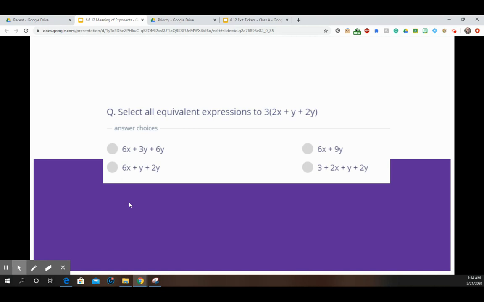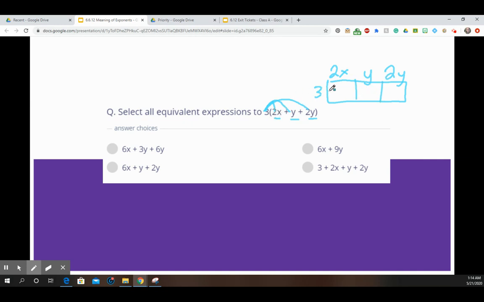All right, so let me put that pen. This problem I picked because it's similar to the exit ticket some of you have been struggling with. This expression here means 3 times the quantity 2x plus y plus 2y. So you have to multiply the 3 times each one of those values, okay? So it's like if I had that area model, right? The width there would be 3 because I'm multiplying all of those values by 3. So I have 2x plus y and plus 2y.